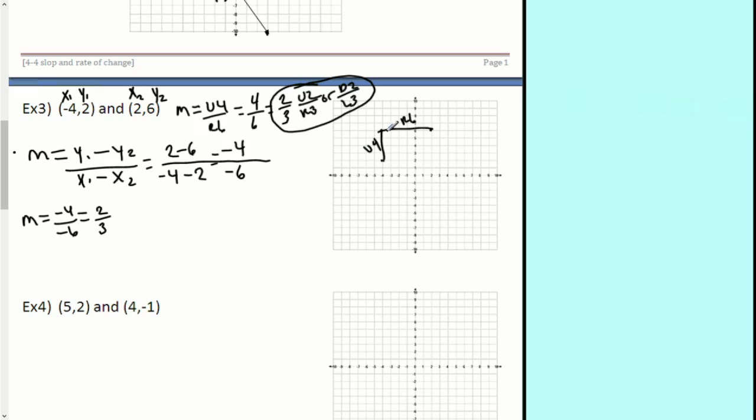Now you need to get away from graphing it, because what if these points were not pretty points? What if they were fractions? What if they were decimals? You couldn't graph them to find the slope. This method will always work because all you're going to do is do some quick little subtraction problems.